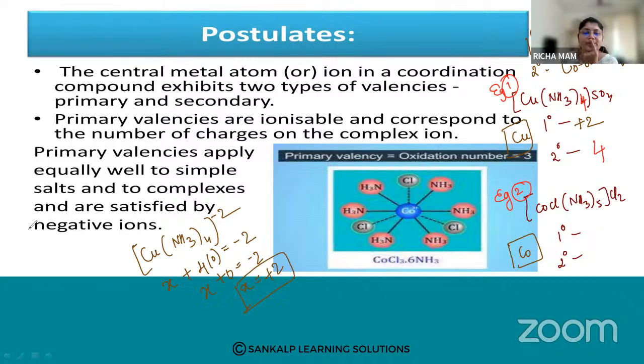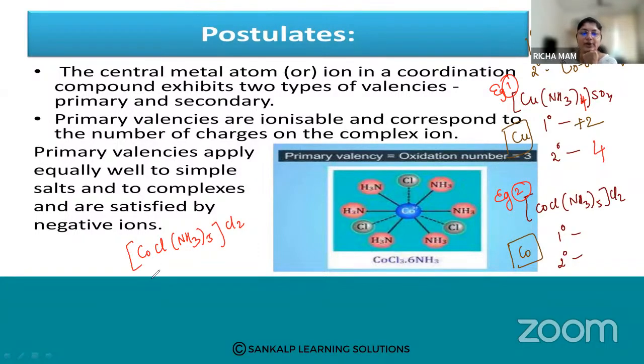Okay, let us see. See here, now how do we find it? Okay, don't get confused. Here we have cobalt, Cl, NH3 five, and Cl2. Now, what is the central metal atom?